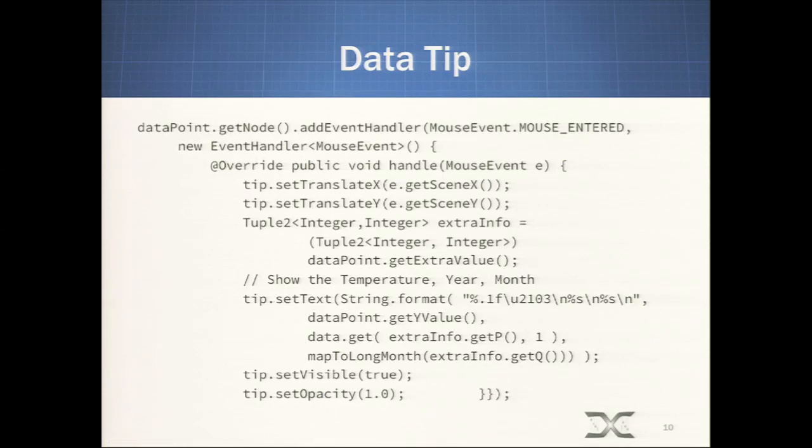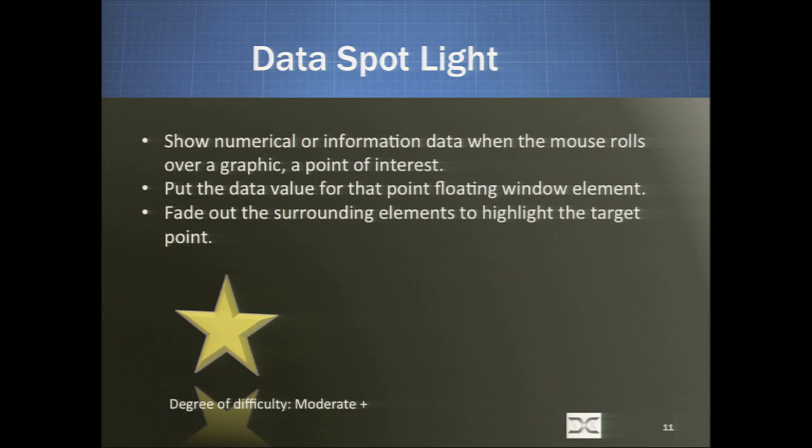So, the next design pattern is straightforward. It's called a data spotlight, and it's a design pattern to show numerical information, just like the previous one. As the user rolls the mouse over or touches a data item, you also want to fade out the surrounding elements. So if you have data points, like thousands of them, you may want to get the user to focus on a particular node or point.